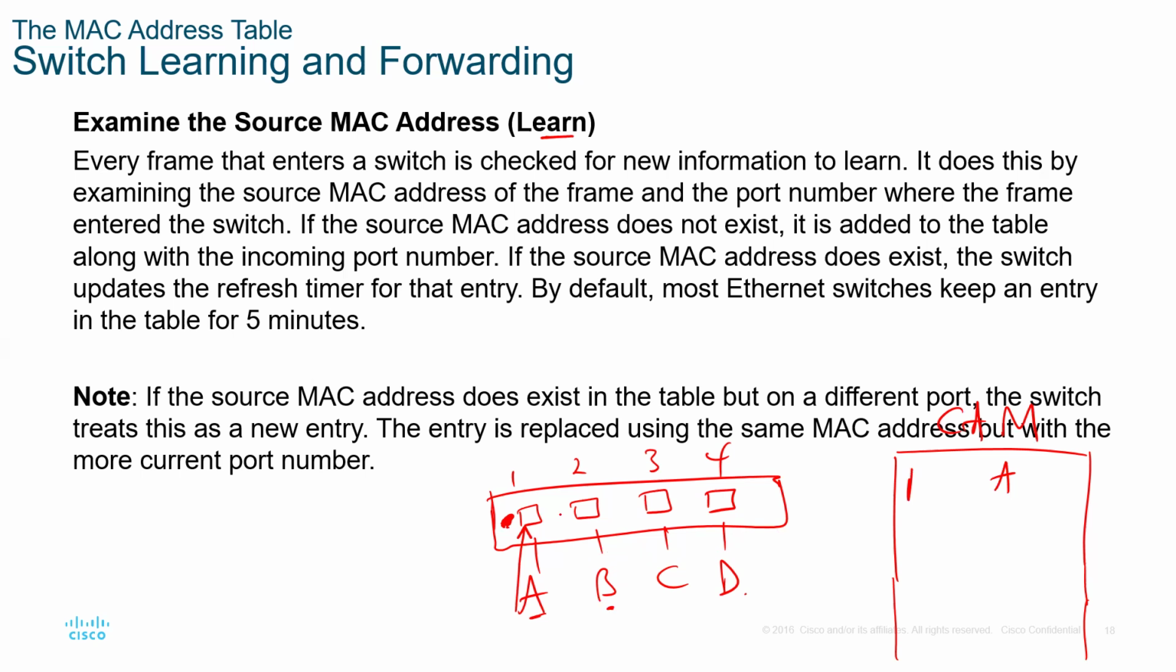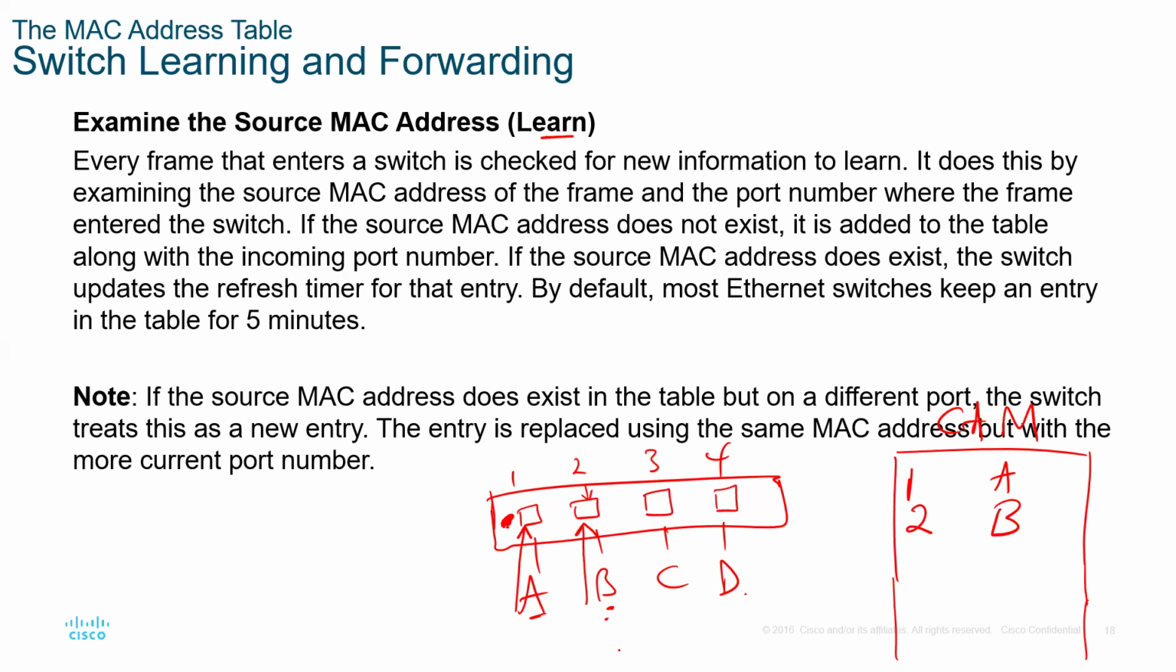The broadcast goes out and everyone receives it. This one rejects and discards, and this one also discards, because it's not destined for that PC. This one responds. The moment it responds, the switch learns port number 2 belongs to B, because that's an incoming frame. Right? That's an incoming frame. So now the MAC address table has two entries.